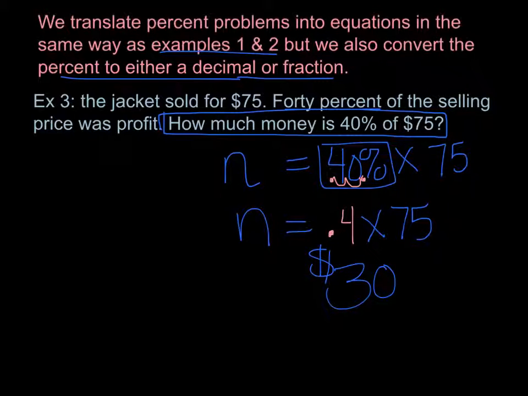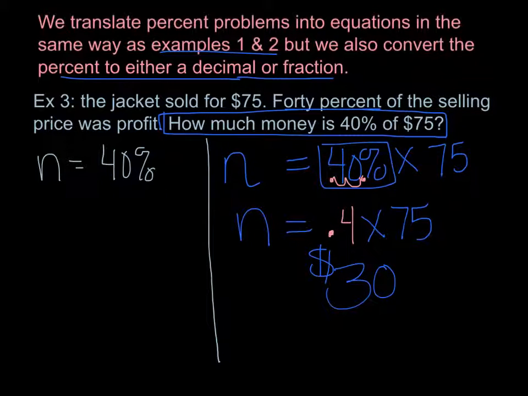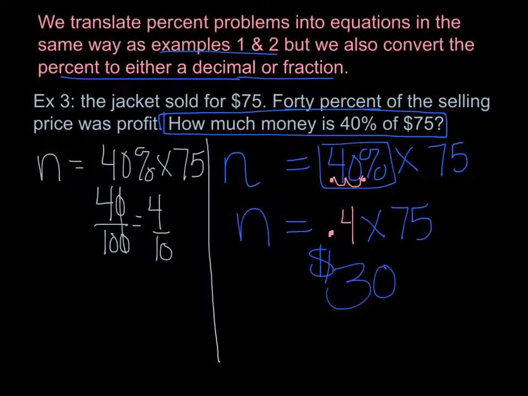Now I'm going to show you the same problem, and I'm going to solve it, except instead of solving it with a decimal, let's solve it with a fraction. Okay, so I have some number is 40% of 75. 40% can be written 40 over 100 because percent is out of 100. If I drop my zeros, I'm down to 4/10. Then I can reduce that even more because 2 goes into both of those numbers, and I'm left with 2/5.